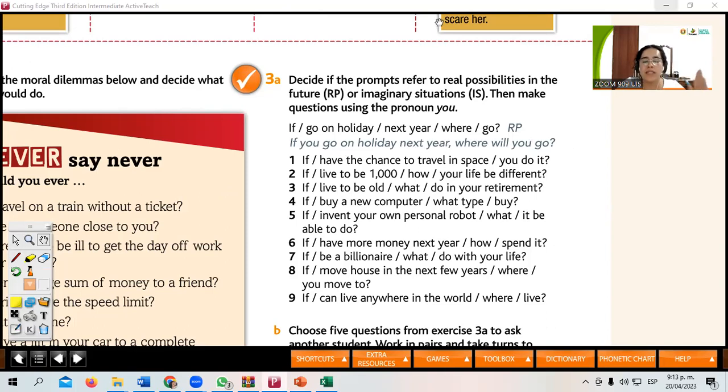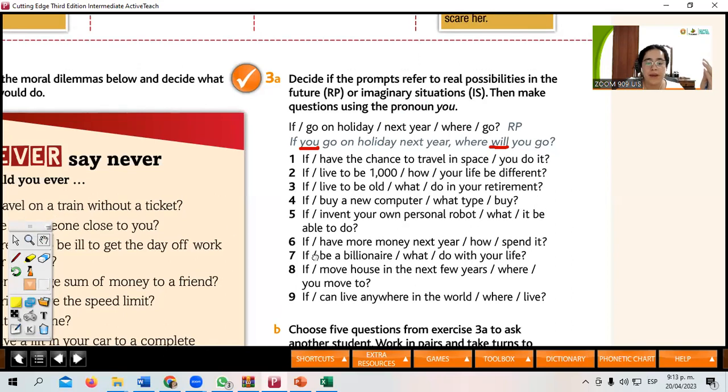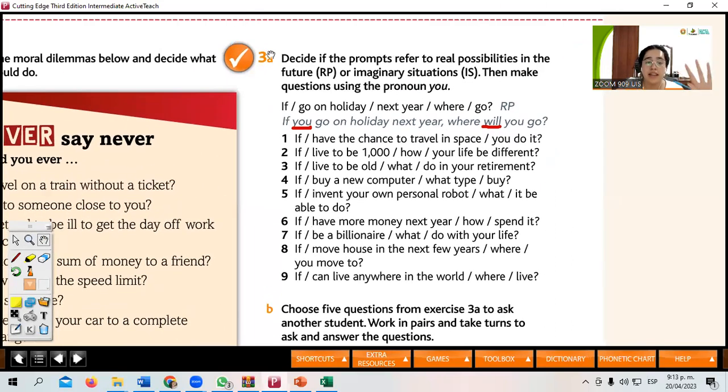Entonces, deben decidir cuál tiempo usar, si el primero o el segundo condicional, y después deben escribir preguntas usando el you, ¿ok? Aquí le agregamos, if you go on holiday next year, where, y agregamos también will, ¿no? La parte del condicional. Where will you go? ¿A dónde irás? ¿Ok? Is it clear what we have to do now in this part? Yes, Miss. Okay, let's do it. And then we check the answers together before we do the speaking part.